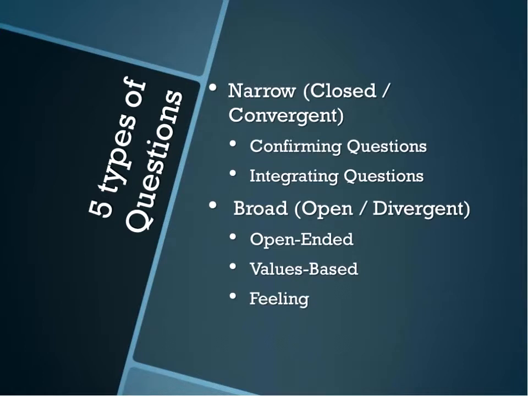Narrowing questions are things that are like confirming questions, where maybe I'm asking something like, what is a particular thing? Integrating questions are also narrow. Narrow questions always have one correct answer. So it might be something as simple as, can you give me the definition of a certain term, and I'm asking, what is that term? So there's really only one right answer.